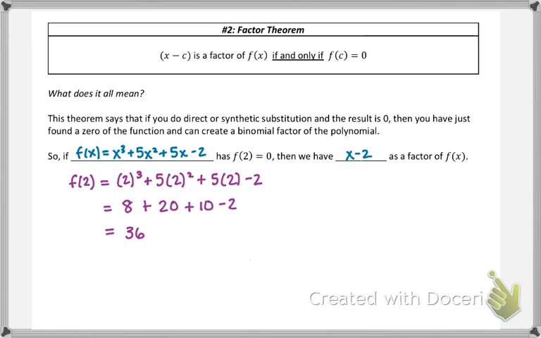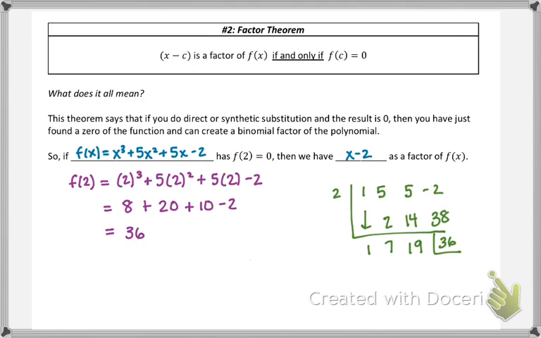And if I do synthetic division, it's going to be the same thing, I hope, if we did it right. 1 times 2 is 2, 7 times 2 is 14, 19 times 2 is 38, gives me a remainder of 36. And so we've verified f of 2 does not give me 0, and when I divide, I get a remainder that is not 0.